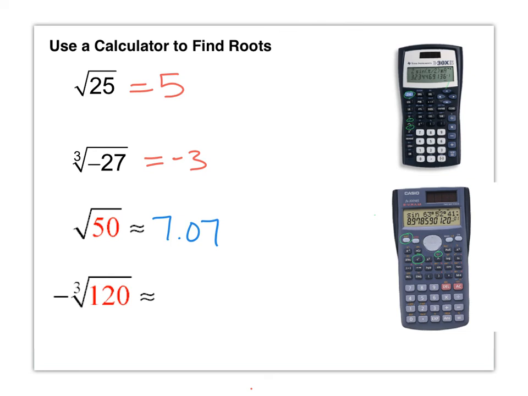Let's do the negative cube root of 120. The little squiggly equal sign means it's a decimal approximation. So you're going to type in the negative button followed by 3 and then the index root button and 120, and you should get negative 4.93 when you round it. So practice using your calculator to find roots.